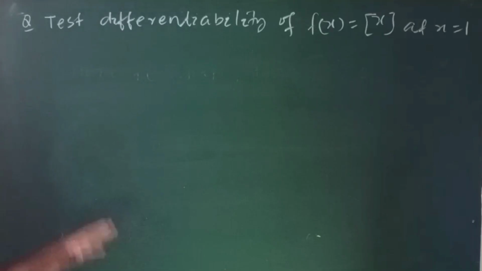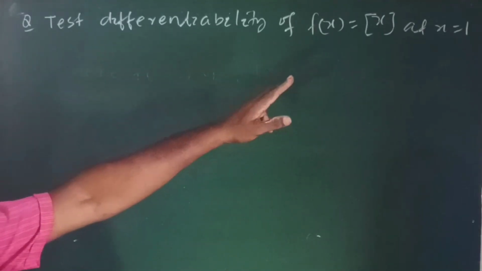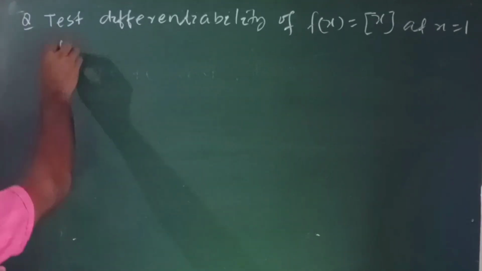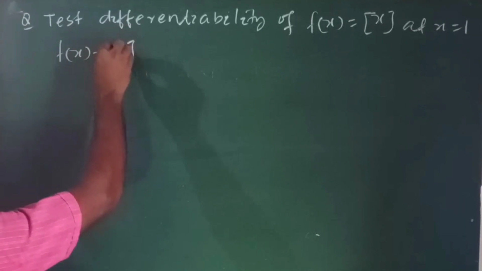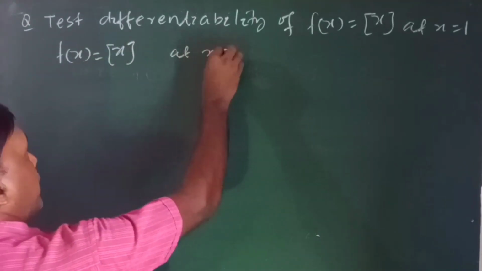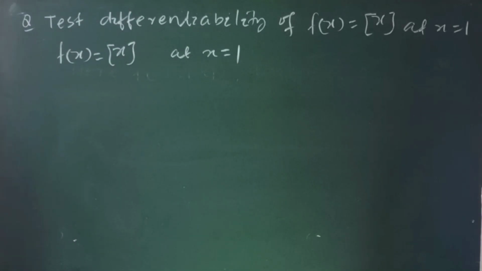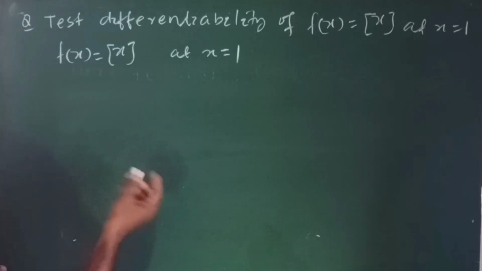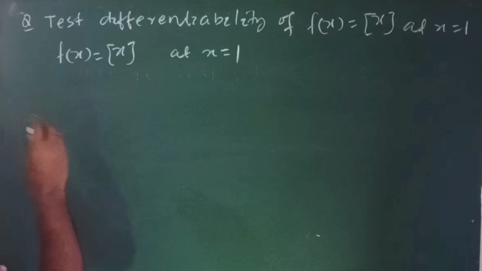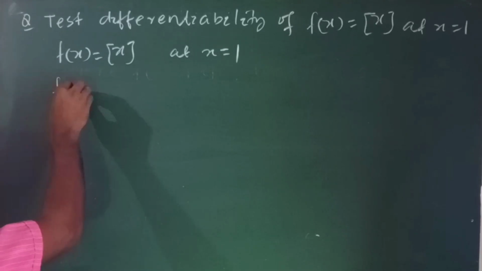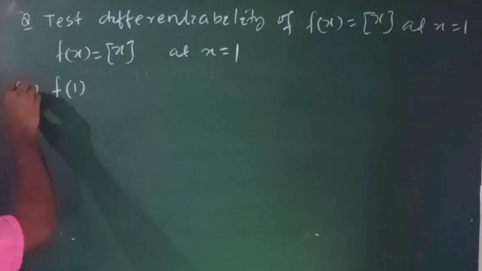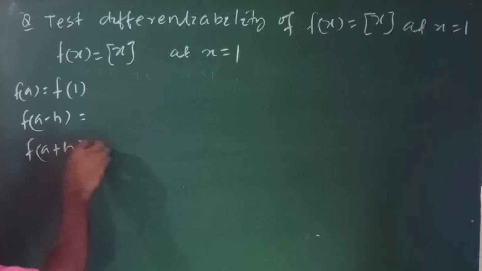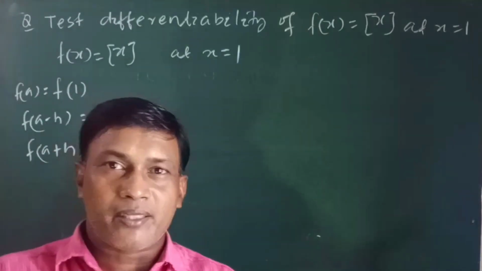Another question, to test the differentiability of f of x is equal to bracketed x, the greatest integer function at x is equal to 1. So here f of x is bracketed x and we have to test the differentiability at x is equal to 1. Look at here. So in order to test the differentiability we need LST, RST, और LST RST के लिए 3 things चाहिए, and the 3 things are f of a, f of a minus h and f of a plus h. बार बार बोलता हूँ, ये 3 things पहले से अपने पास रख दो, आसान हो जाएगा.